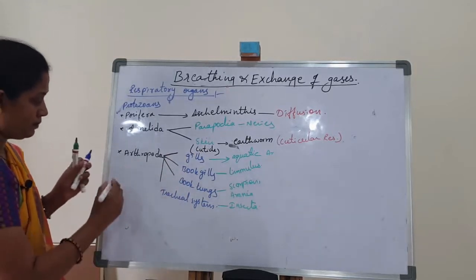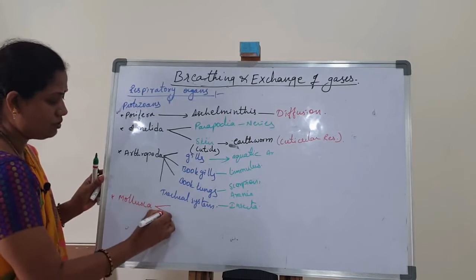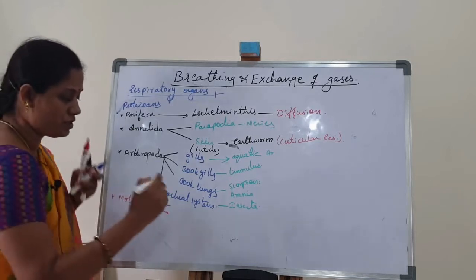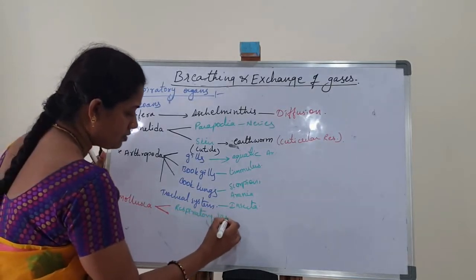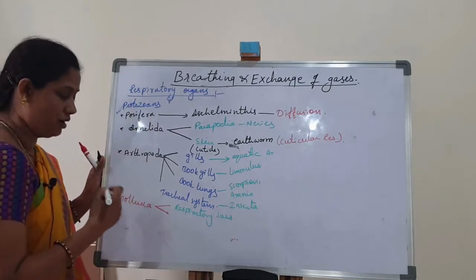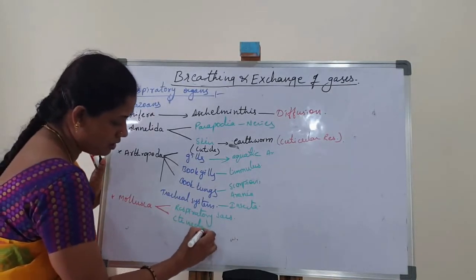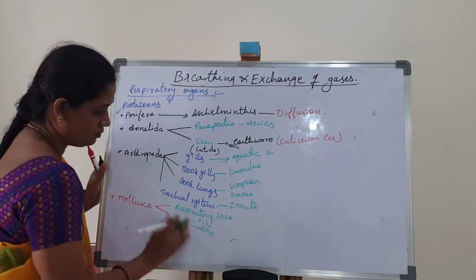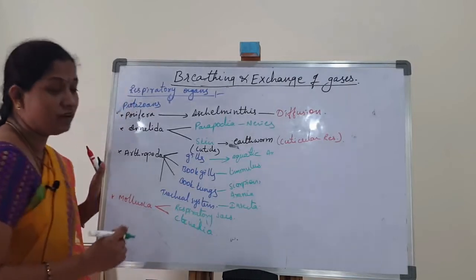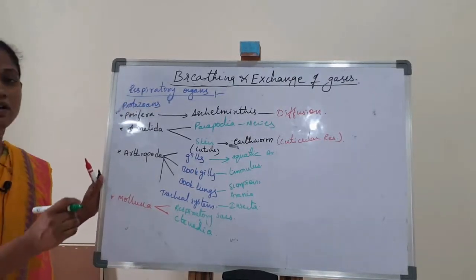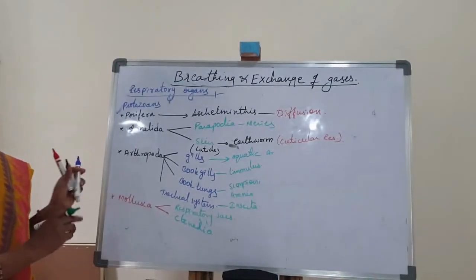Next, after Arthropoda, Mollusca. In Mollusca also, two types of respiratory organs are present. Respiratory sacs are present, and along with respiratory sacs, the ctenidia are present in the mantle cavity. Feather-like structures in the mantle cavity are called ctenidia, which help in respiration and excretion.